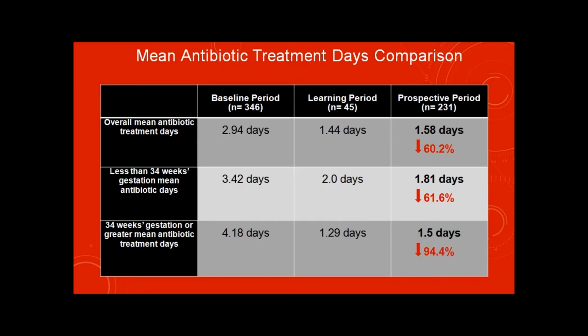And so when we look at the overall mean antibiotic treatment days in the baseline period, we're at 2.94 days. In the prospective period, we're down to 1.5 days, and that's after the implementation. There's a 60% improvement or reduction in overall mean antibiotic treatment days.